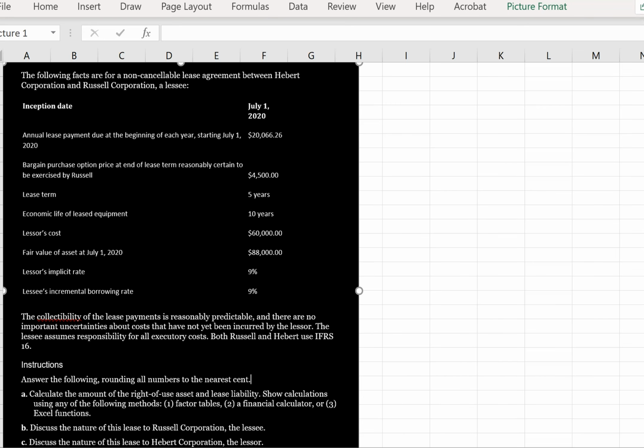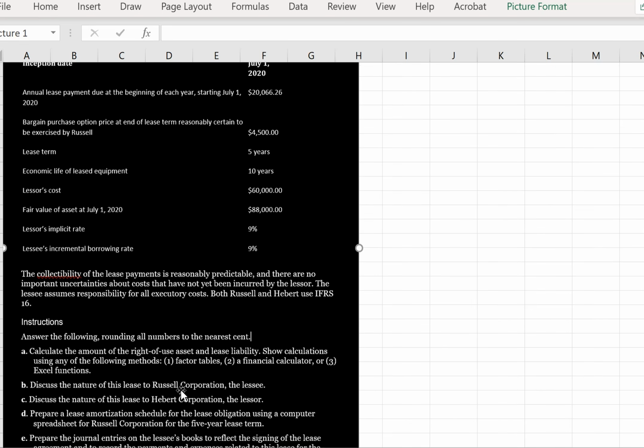The lessee's incremental borrowing rate is also 9%. And we're also told the collectability of the lease payments is reasonably predictable, and there are no important uncertainties about costs that have not been incurred by the lessor. The lessee assumes responsibility for all executory costs. Both Russell and Hebert use IFRS 16. And so we're told to calculate the amount of the right of use asset and lease liability.